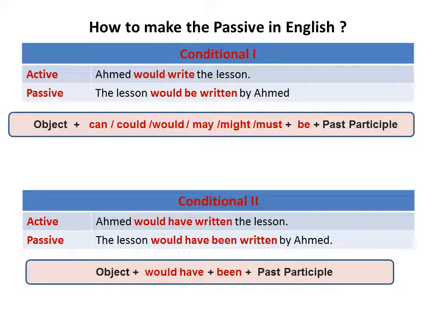Conditional 2. Ahmed would have written the lesson. Would have written. The lesson would have been written. So we will start with the object, then would have, and after that been, and the past participle. The lesson would have been written by Ahmed.